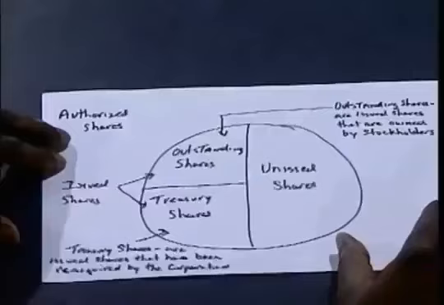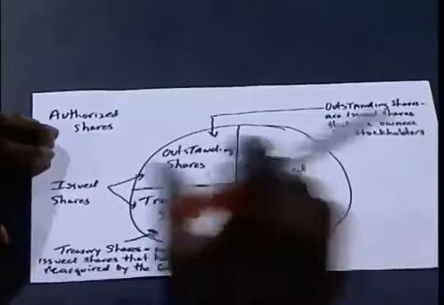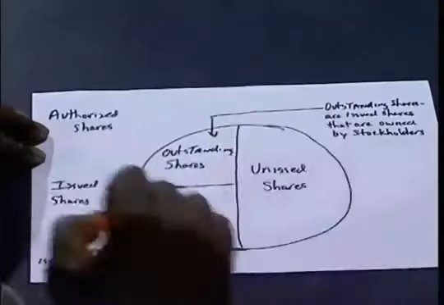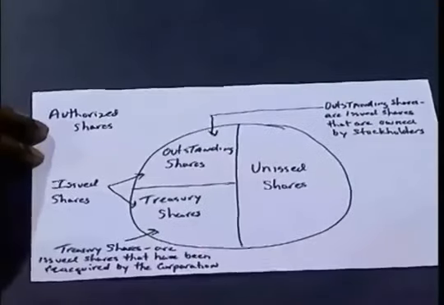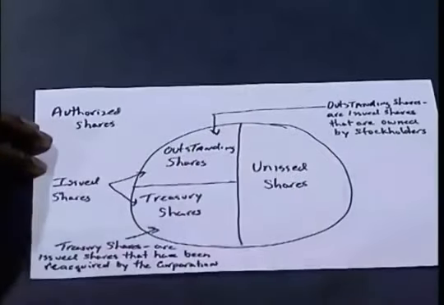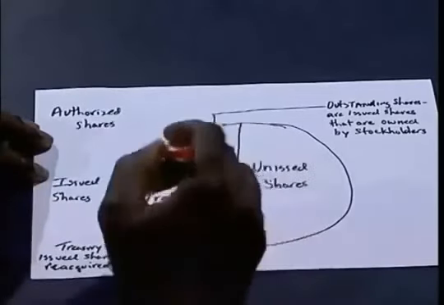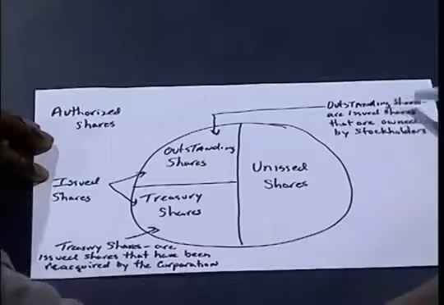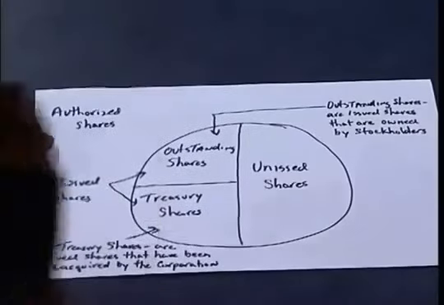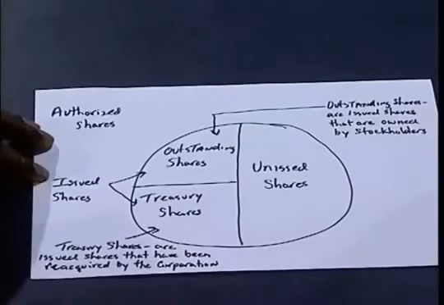Now, let's come back to this again. Let me show you something here. Once again, we're talking about the total authorized shares. Now, you can also have what they call outstanding shares. Outstanding shares are issued shares that are owned by stockholders.